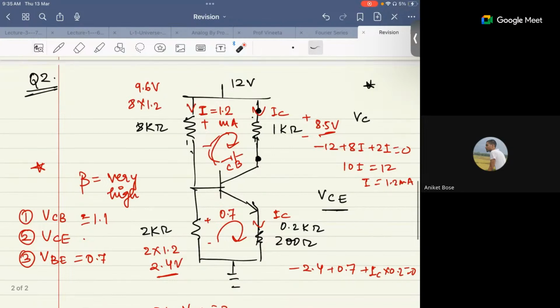But in the exam, like in the comprehension, you'll be asked: what is the value of I? What is the value of IC? What is the value of VCB? What is the value of VCE? So four or five questions you can create from the same circuit itself. This type of problem is highly prone to be asked in the paper. I hope you'll be able to solve it. Is it clear to everyone?